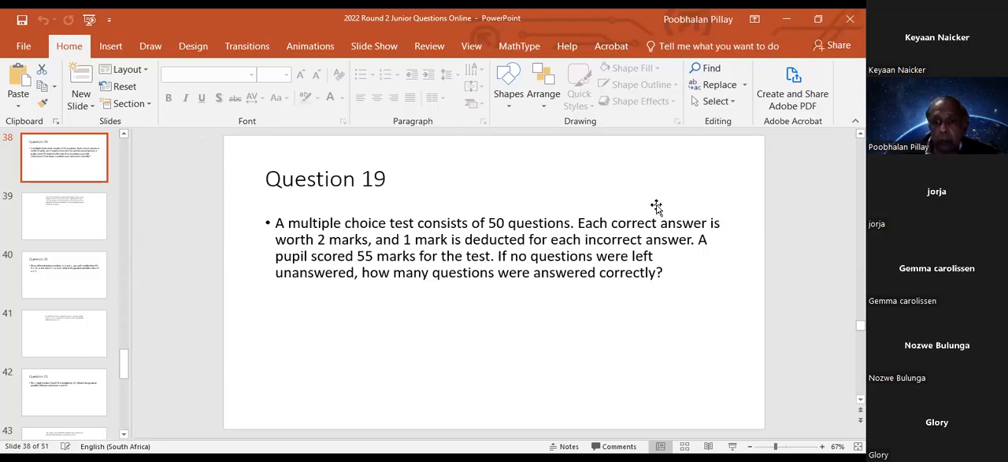Now the question is, how many questions were answered correctly? So this is an interesting question. So you got 50 questions altogether. Some of them were correct and some of them were incorrect. So let's just draw a little diagram like this to say you got the correct ones and the wrong ones. And he scored 55 marks altogether. The only thing we don't know is how many correct. The question is how many were answered correctly.